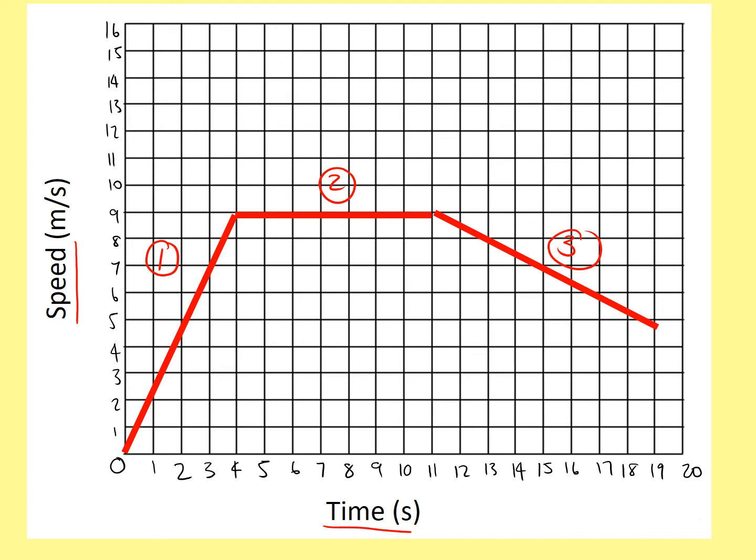Section 1 shows the object moving from 0 meters per second up to 9 meters per second, and the object does this over 4 seconds. This line shows me that the car or the object is accelerating. The object is getting faster and faster and faster. The speed is increasing. So in section 1, the object is accelerating.